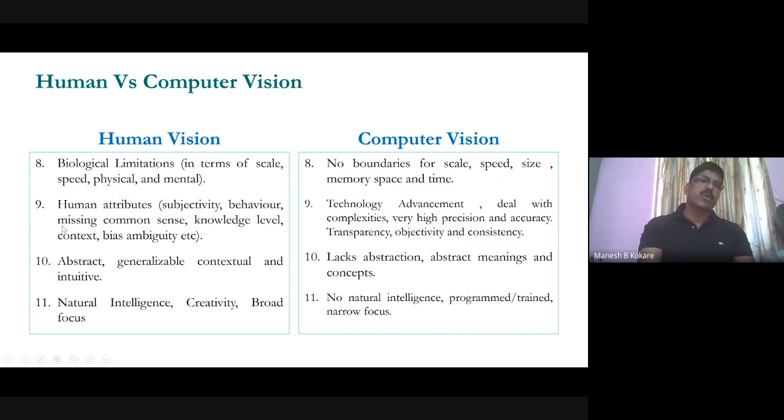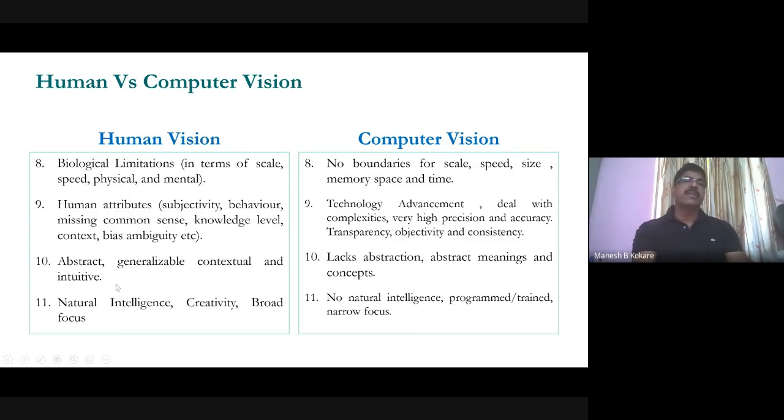Whereas in the human vision system, human attributes are there: subjectivity, behavioral factors, missing common sense, and a different knowledge level. Then the context of the scene will also be different, which can be easily understood by a human being but cannot be understood by the computer vision system. There may be bias, ambiguity, and so on.